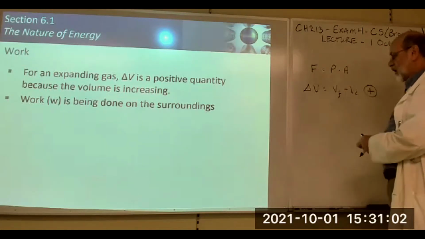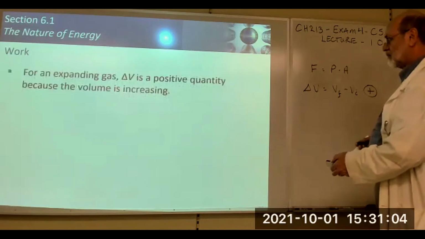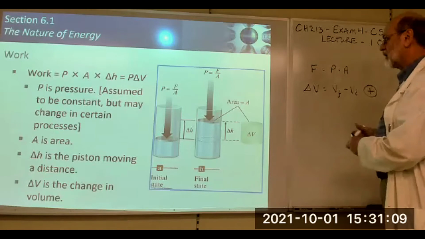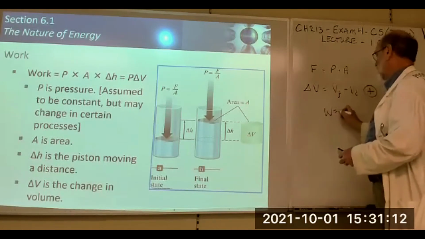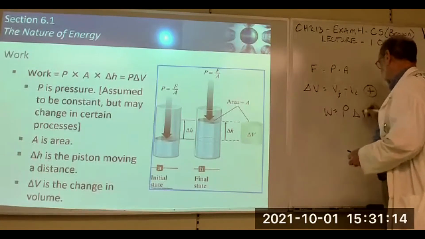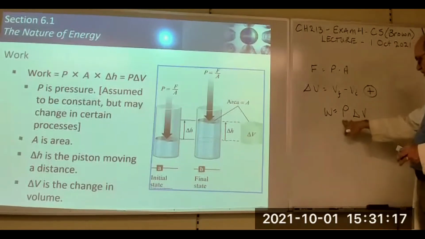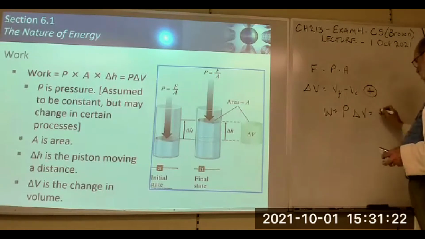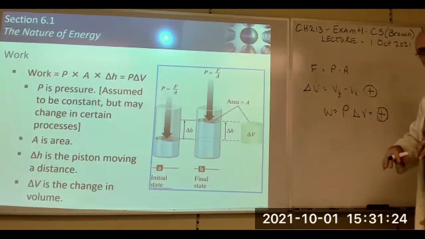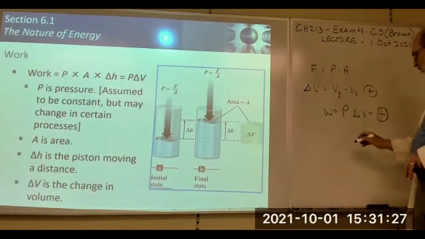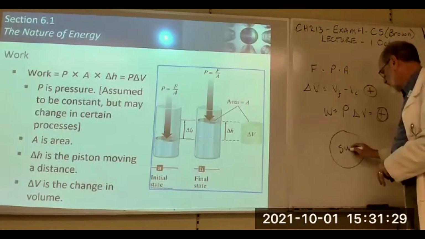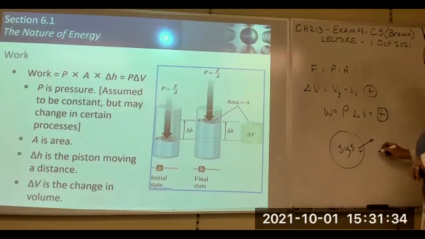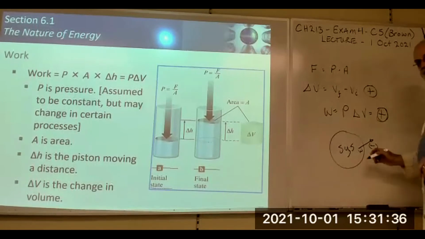So what does that say for work? Work is pressure times a change in volume. So if the pressure is constant at some value, and this is positive, then work is a positive value for the system doing work on its surroundings. Okay? So the system is doing work on its surroundings, which means what? Work needs to be negative.